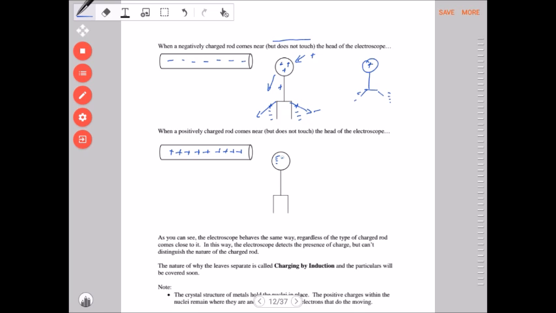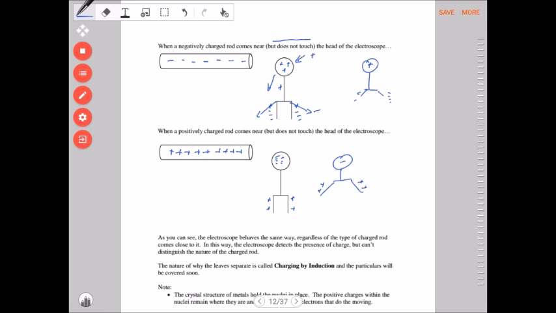So you end up with a whole bunch of negative charges up in the head of the electroscope. Now, what that means is that there's no electrons in the leaves anymore, or at least fewer electrons. And you end up with the leaves of the electroscope being positive. Well, that's going to make the leaves separate still because they're positive.